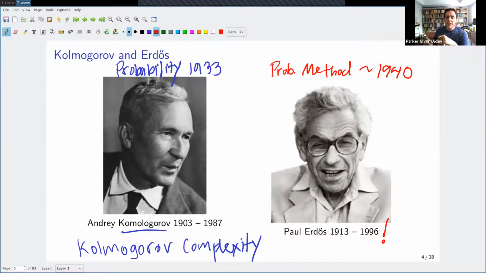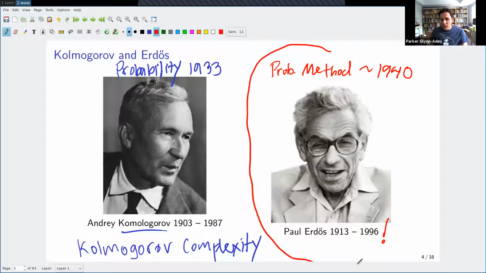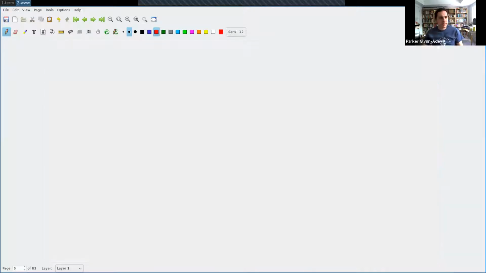So as soon as mathematicians had a rigorous way of doing probability, they did all kinds of cool stuff with it, and we're going to see some of that. Today, Erdős is going to be our MVP. He's going to do most of the heavy lifting for us. But I want to say how recent all this is. This is very, very recent math coming out of the 30s and 40s.